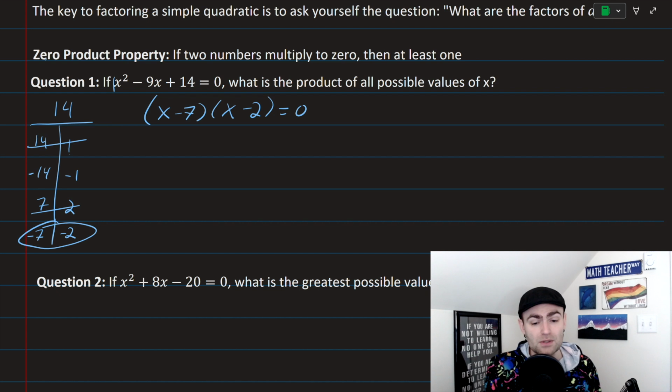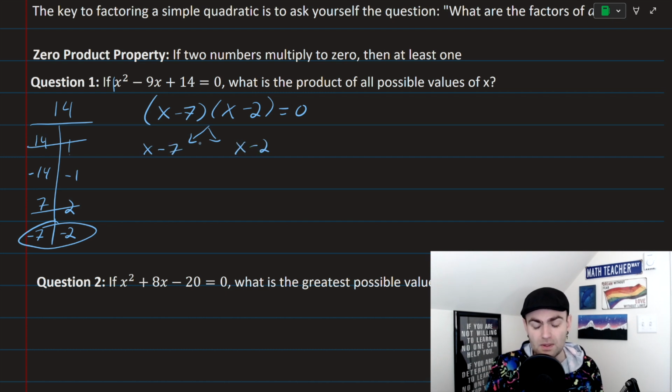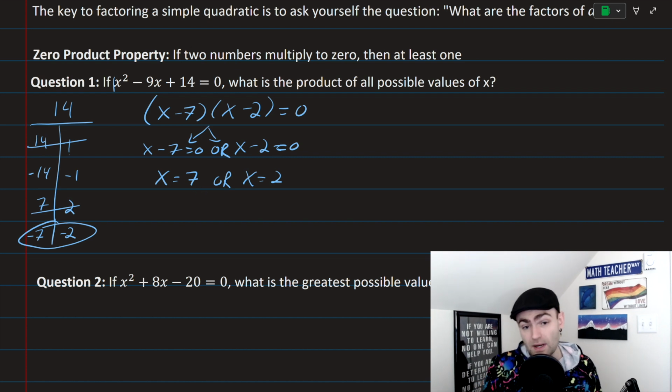Now this brings up another key point. We have the zero product property. If I multiply two numbers together and I get 0, then at least one of them has to be a 0 at any given time. So what I can do here is set these apart as x minus 7 and x minus 2 to equal 0 separately. And I can solve them separately. So x minus 7 is equal to 0, add 7 to both sides, x is equal to 7. X minus 2 is equal to 0, add 2 to both sides, x is equal to 2. So x is equal to 7 or x is equal to 2.